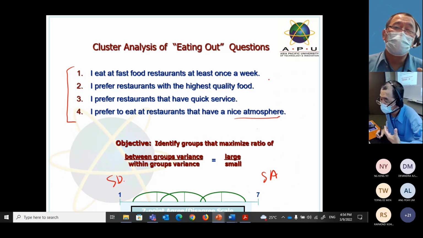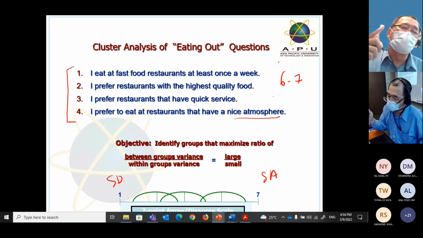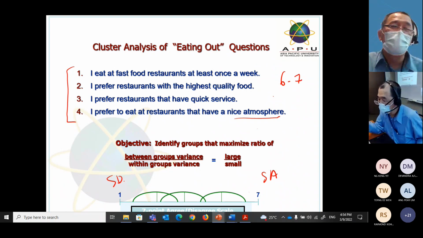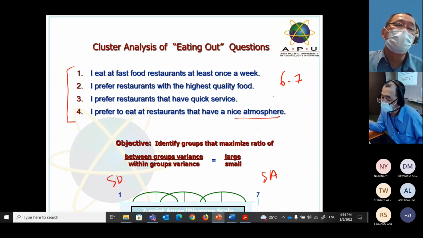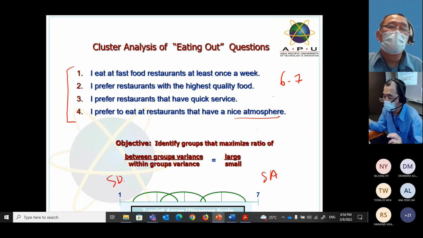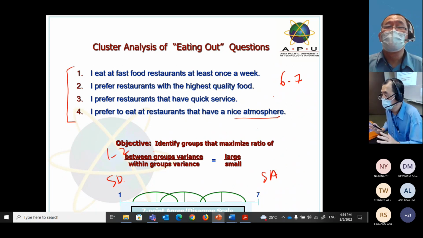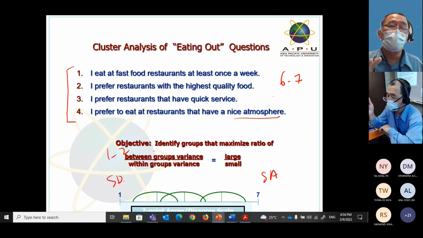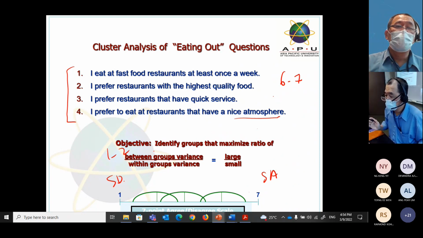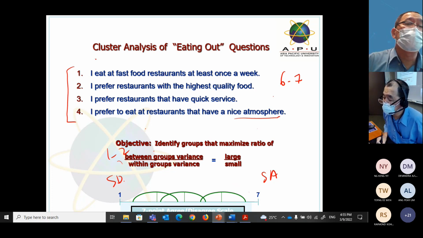In general, if the respondent answers more 6 and 7, it means number 1, they know how to enjoy because they want the highest quality food. Second thing, maybe higher income also, compared to those who answer 1 and 2 in general. Therefore, at least you have two groups, I mean 2 clusters. Here we call them clusters.